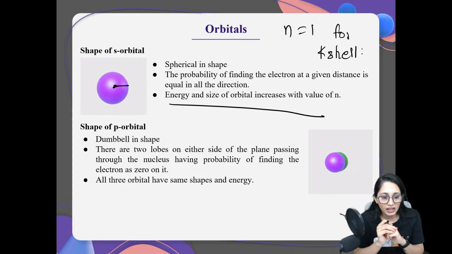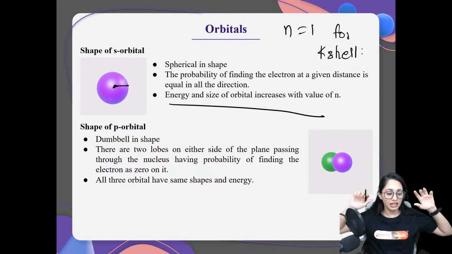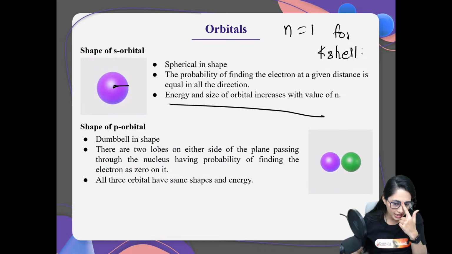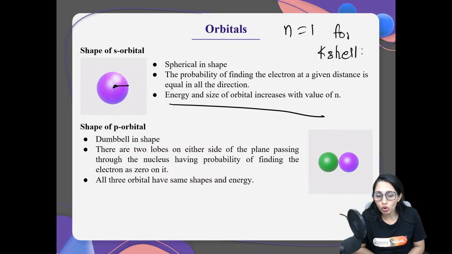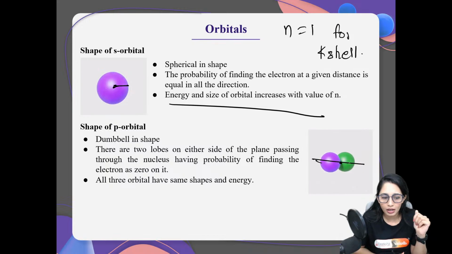Next one, dumbbell in shape, which is the p orbital. It is dumbbell in shape, and there are two lobes on either side of the plane passing through the nucleus. The probability of finding the electron is like this, dumbbell shaped, and on the plane through the nucleus the probability of finding the electron is 0. This is the nucleus and this is the plane.